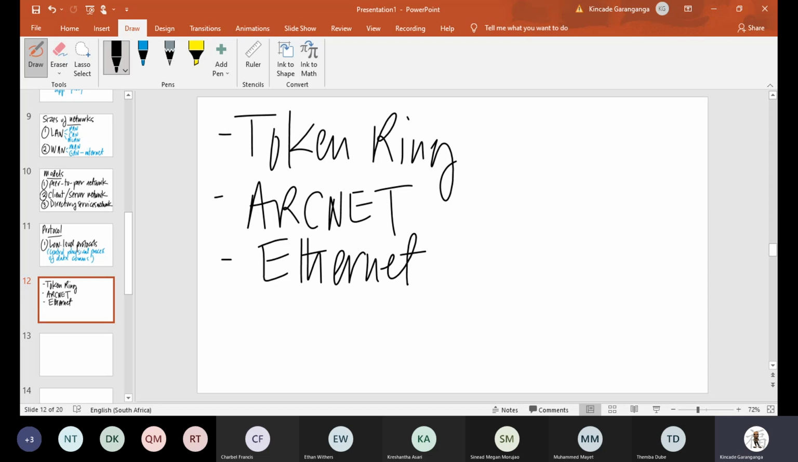These are all examples of low-level protocols. Obviously, Ethernet defines a wired connection within the network. And the term ARCnet is short for Attached Resource Computer Network. Obviously, this is outdated. It was used back in the 80s. But this is just one example of a low-level protocol.